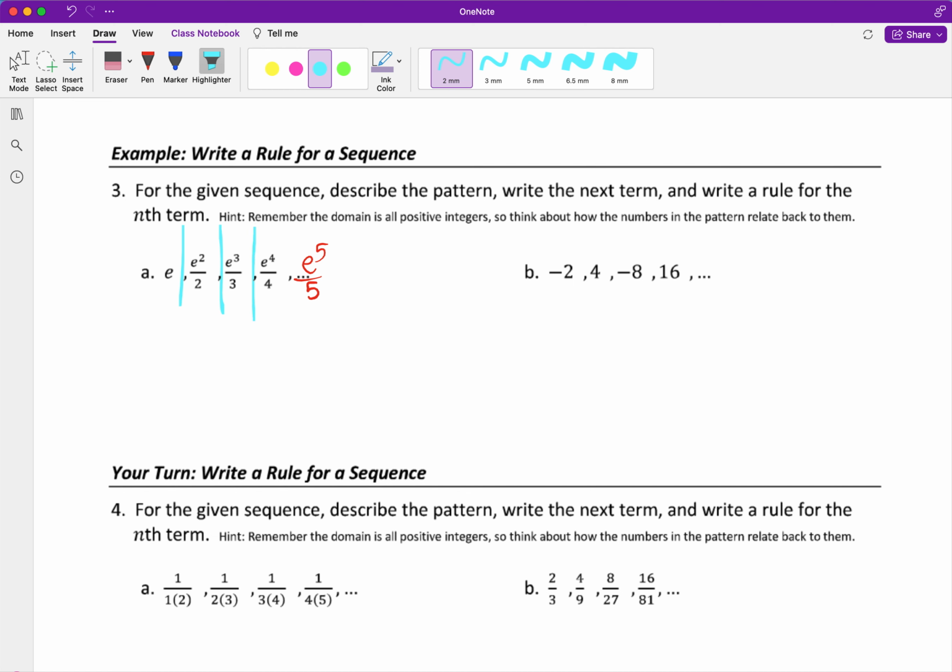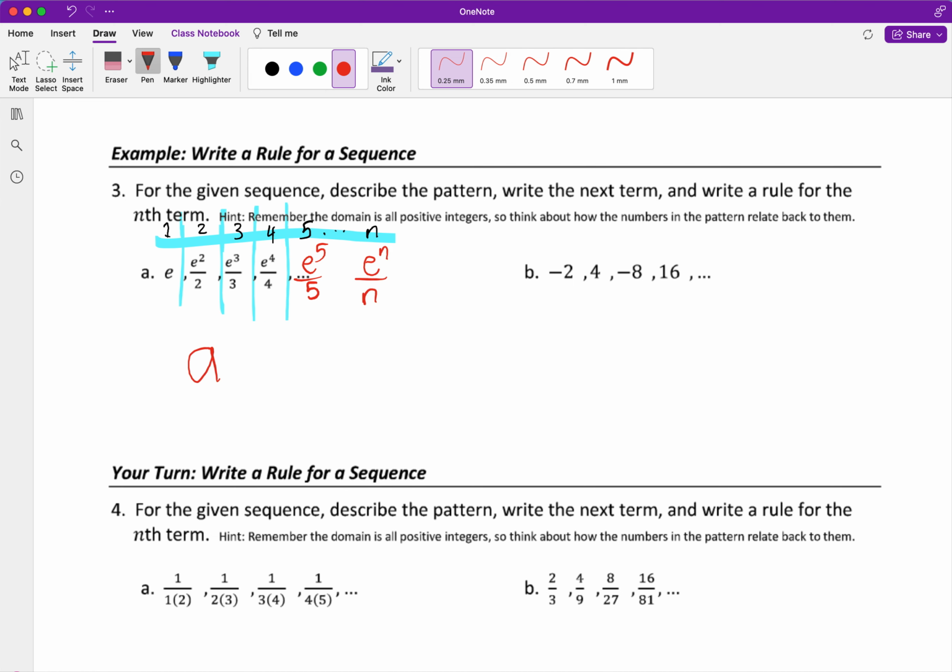If I divide this up and make it into a little table, which I ran out of room for because I wrote a little too big, my bad, this would be the first term, this would be the second, this would be the third, and this would be the fourth, and then we just did the fifth. When we do that, it makes it easier to see the general pattern. When the term number was 2, I was doing e to the second over 2. When the term number was 3, I did e to the third over 3. So if the term number is n, meaning I don't know what it is, then it's going to be e to the n divided by n. And that's going to be our rule.